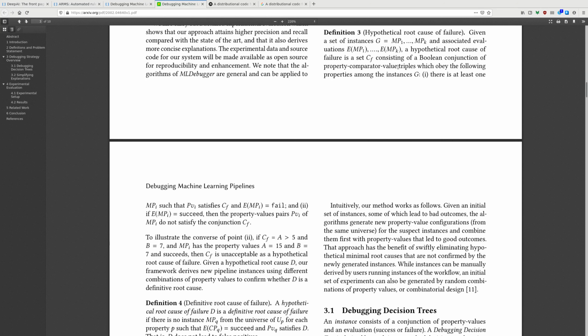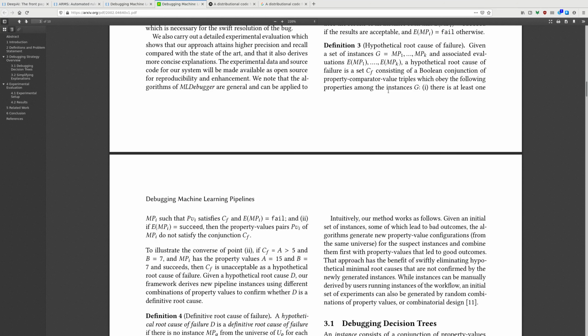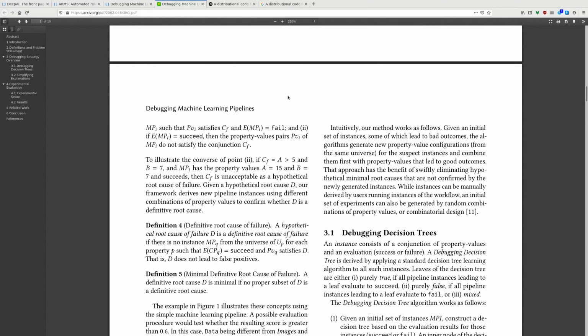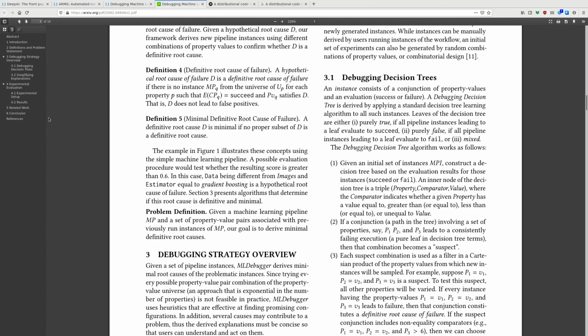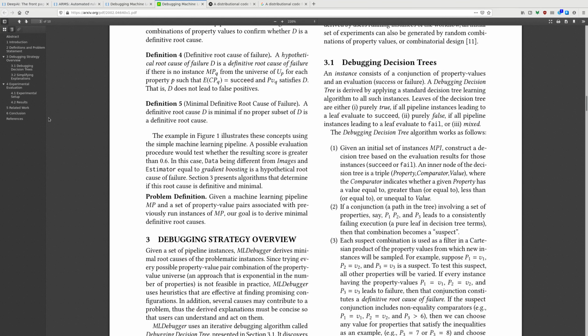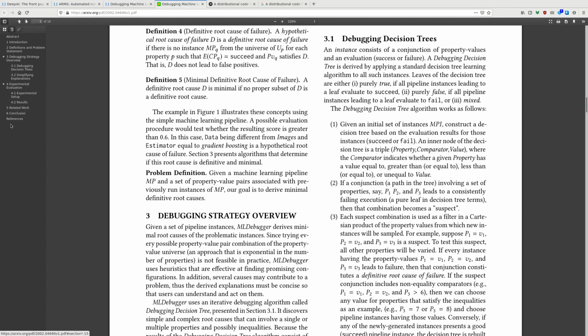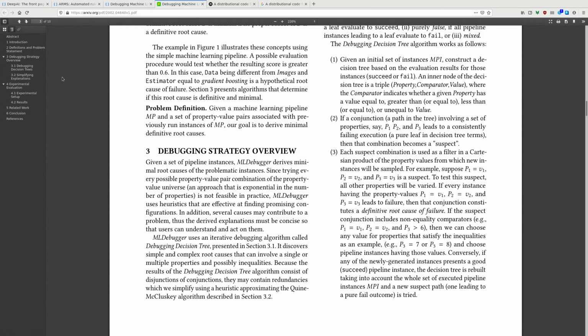Okay, evaluation and hypothetical root cause of failure. Given a set of instances and associated evaluations, a hypothetical root cause of failure consists of a Boolean conjunction of property-comparator-value triplets, which obey the following properties among instances. Then the definition of definitive root causes of failure, and Definition 5, minimal definitive root cause of failure. The example in Figure 1 illustrates these concepts using the simple machine learning pipeline. Problem definition: given a machine learning pipeline MP and a set of property-value pairs associated with previously run instances of MP, our goal is to derive minimal definitive root causes. Debugging strategy overview.